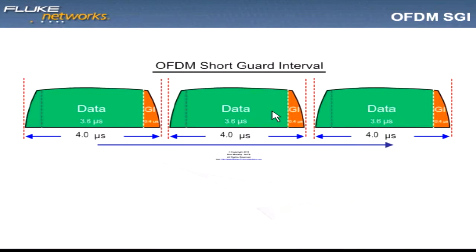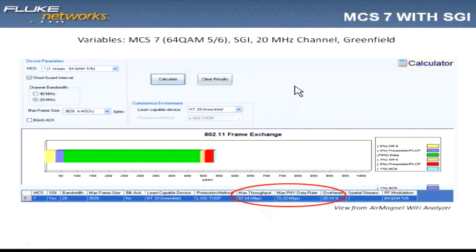Now let's see how that affects your user data by going into the device calculator. In this case, notice here we've gone back to the variables. We're still using MCS7, 64 QAM, 5/6 coding rate, but now we've enabled the short guard interval on a 20 megahertz channel, still a greenfield environment. No 802.11a, g, b devices in the area, so we don't have to worry about protection mechanism overhead. SGI is enabled, and notice now that we have improved slightly our data rate.